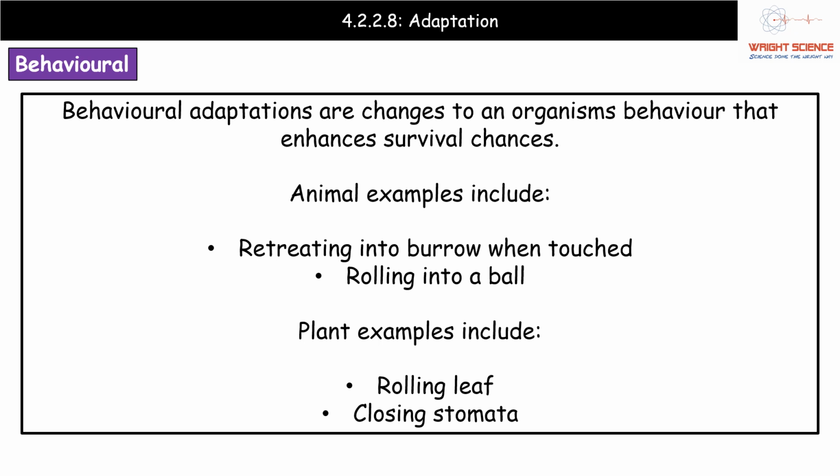Examples in plants, because they can also modify their behaviour, they're not just sitting there, people, then they can roll their leaves, so that is a behavioural adaptation, and they can also close their stomata, so that what we can see there is they've got two different ways that they can modify what they're doing to increase their chances of survival.